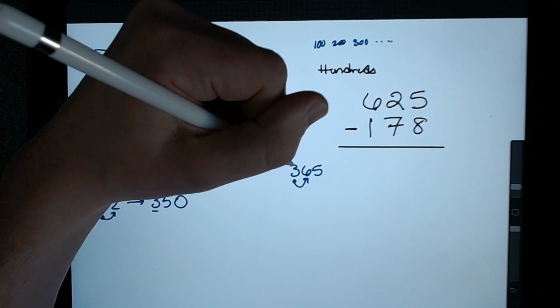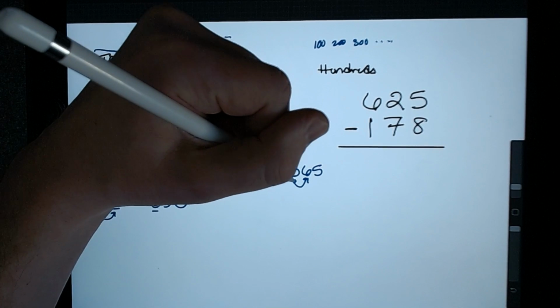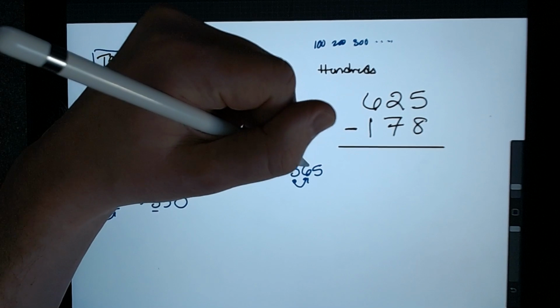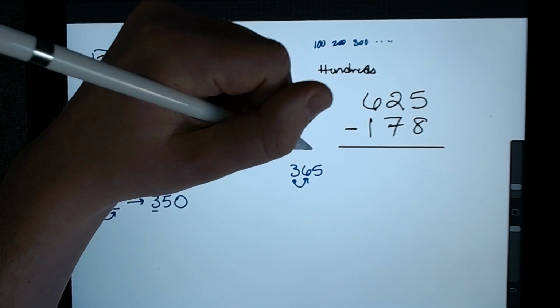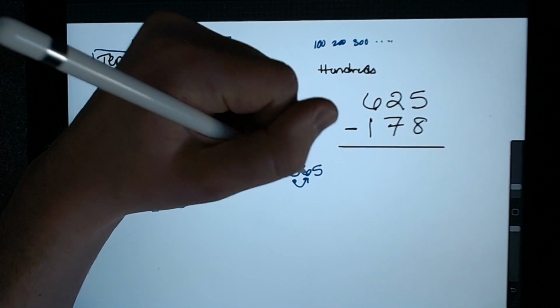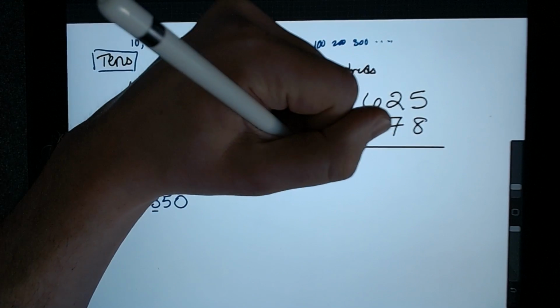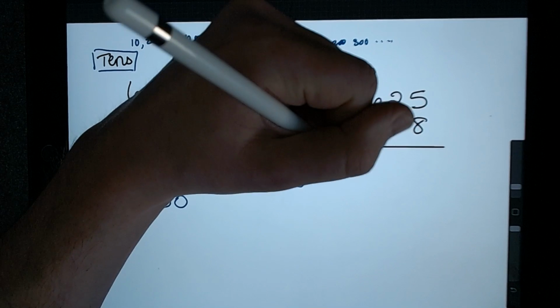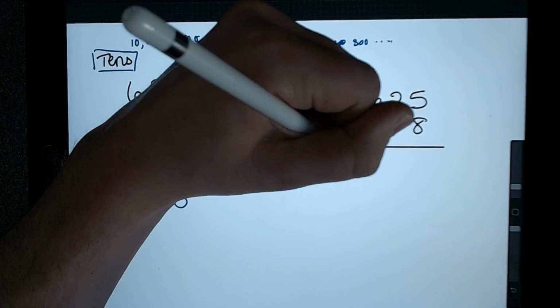So let's see here. We're rounding to the nearest 100 here. We're looking at this number here. This tells us whether or not we round up to the next 100 or if we round down to the 100 that we're currently in. In this case, it's a 6. 6 is more than 5. So that means that 365 rounds to 400.